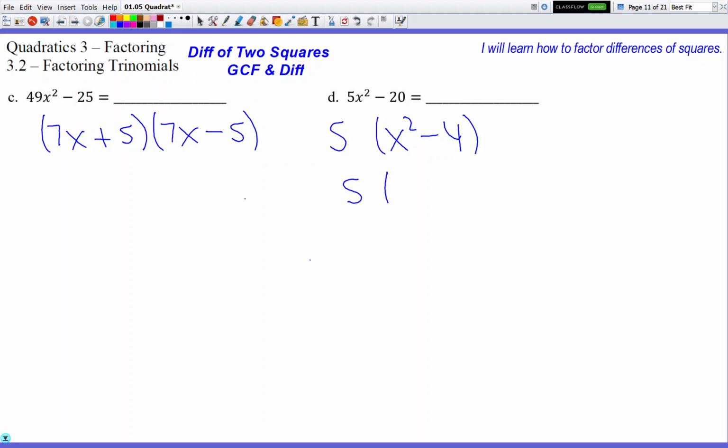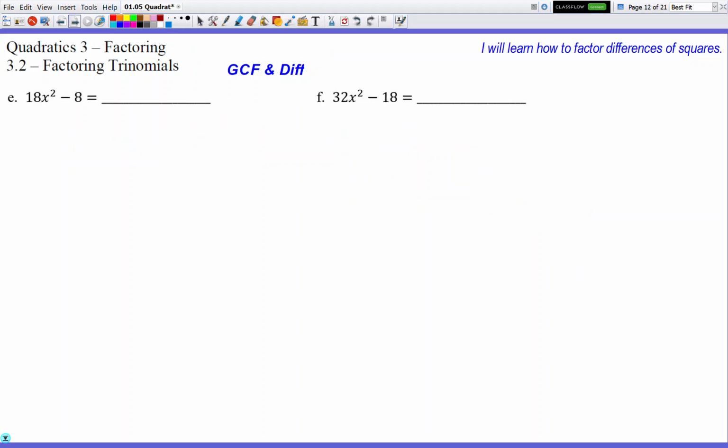So watch what I do next. I drop down the 5. I make 2 sets of blank parentheses. You've seen this before. The only thing that's different is I put a 5 on the outside. Put an x and an x in the front. Put a 2 and a 2 in the back. Make it opposite signs, and boom, you're done. Okay, so GCF first, then difference of two squares. Okay, next one.